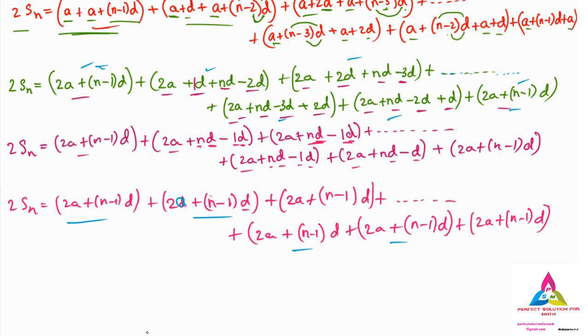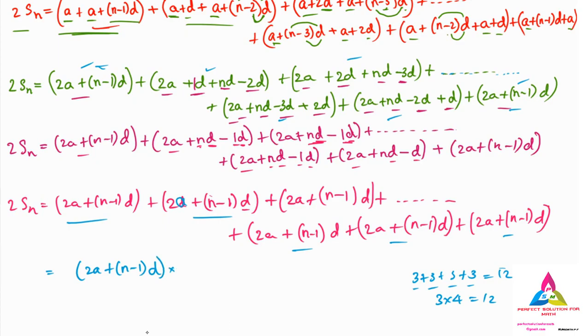So here we have to see, as I already told in the example, if 3 is added 3 times, what is the final answer? 12. The same thing we can do. 3 into 4 is equal to how much? 12. 3 is repeated 4 times, so 3 into 4 is equal to 12. Similarly over here, 2a plus n minus 1 into d is repeated everywhere. So we have to write 2a plus n minus 1 into d repeated how many times? How many times is it repeated?